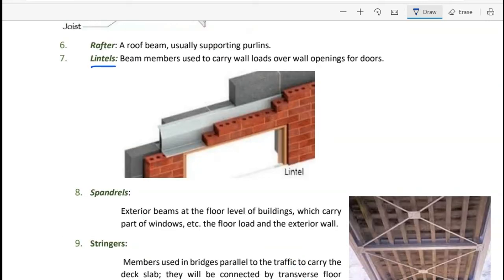So seventh one is lintels. A lintel is a beam member used to carry loads over wall openings. So you see these lintels at your windows and doors, right? Even in a residential building, we construct a lintel beam with concrete. But of course, in case of steel structures, we have steel lintels.